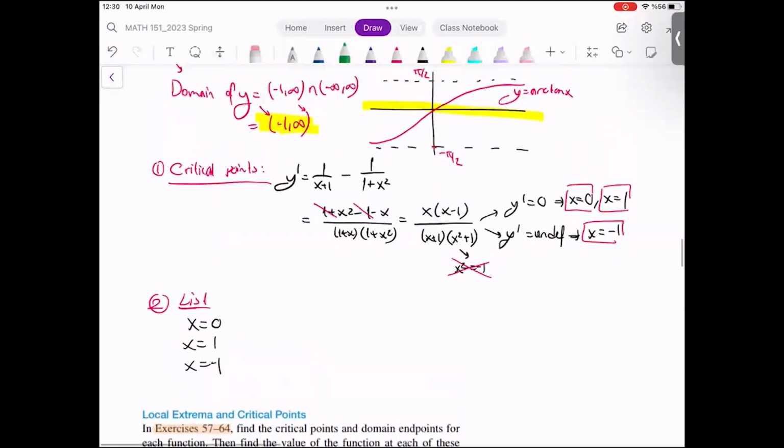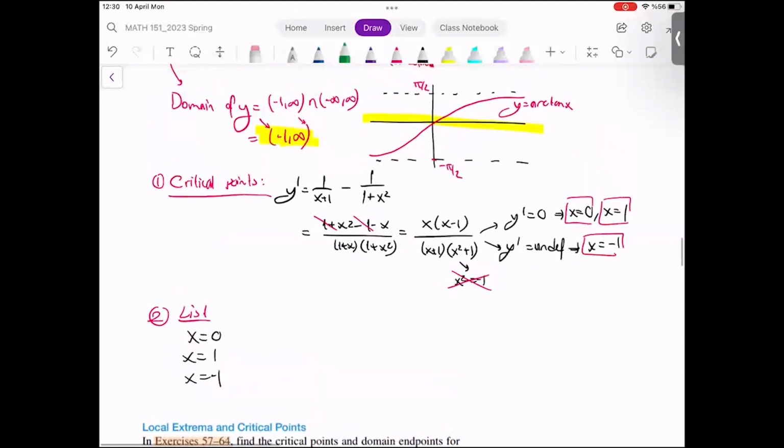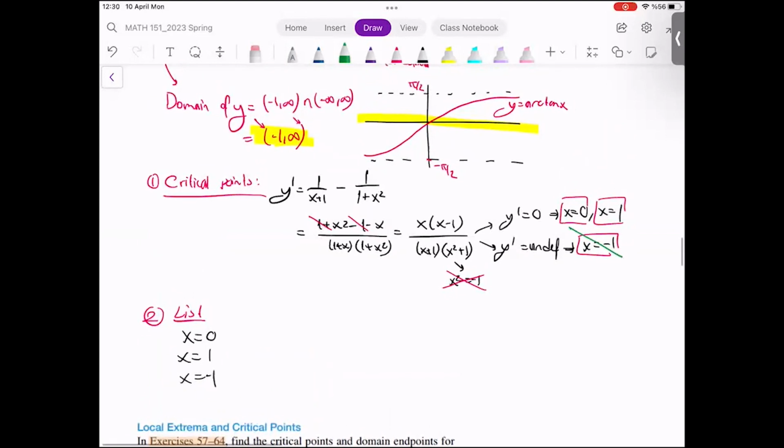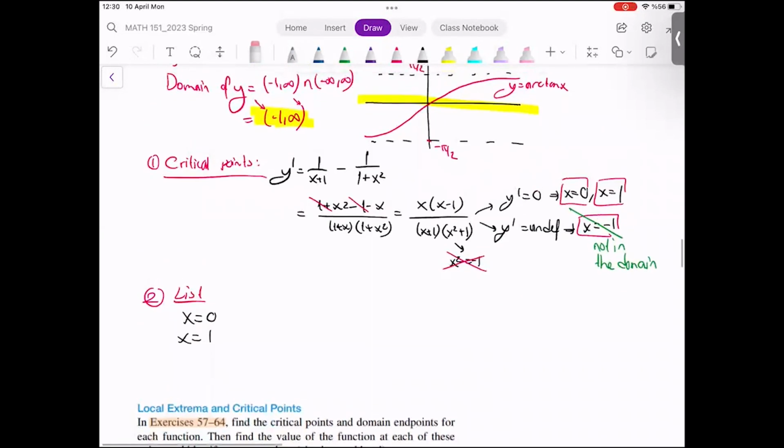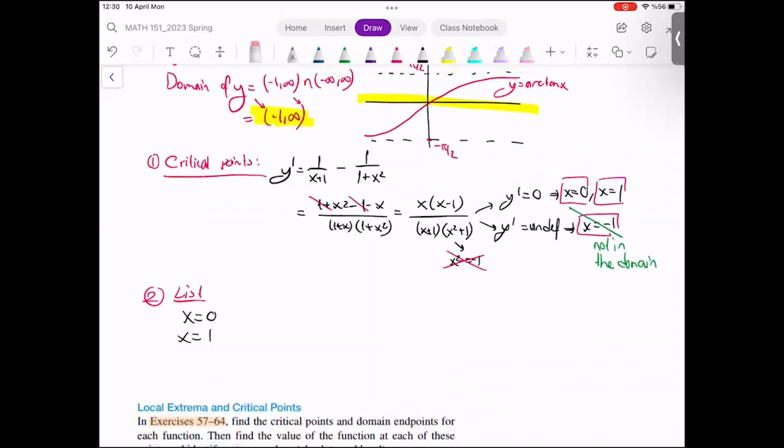By the way, I think since this is not included in the domain, you see -1 is not included in the domain, we shouldn't take this as a critical point. Okay, not in the domain. I will just remove it from my list, but it appears as an endpoint.